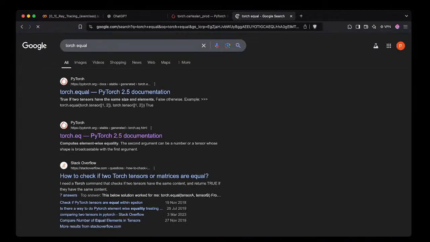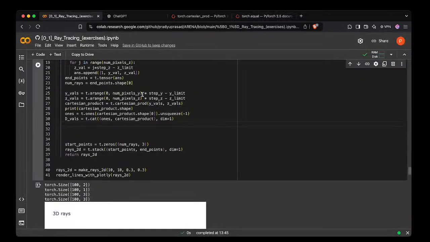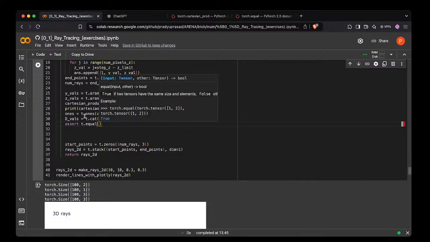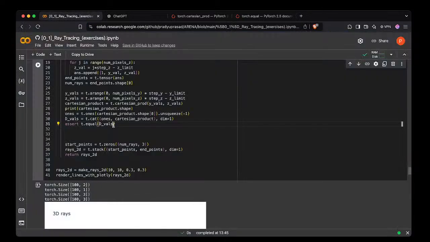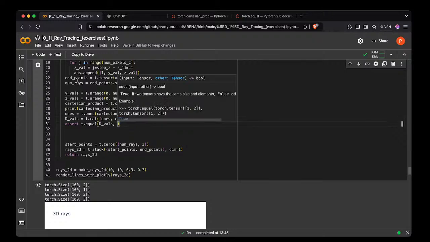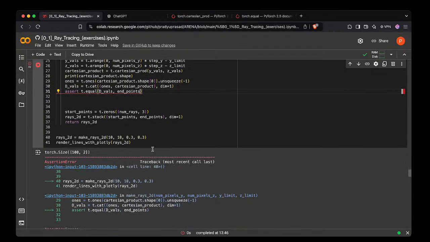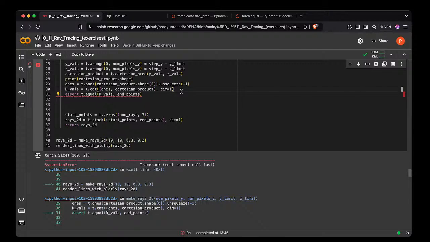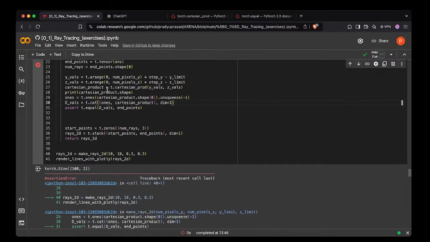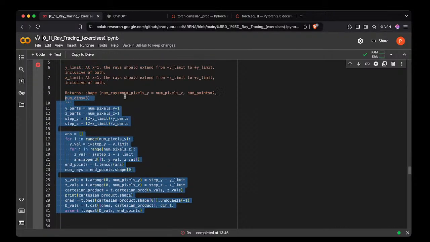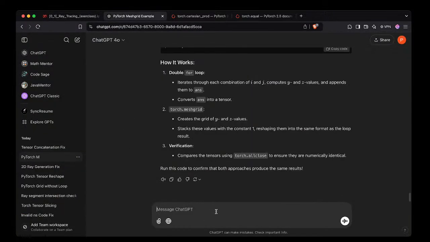torch.equal: same size and elements. torch.assert torch.equal d_vals, endpoints. Weird. Well, let's see what's going on here.